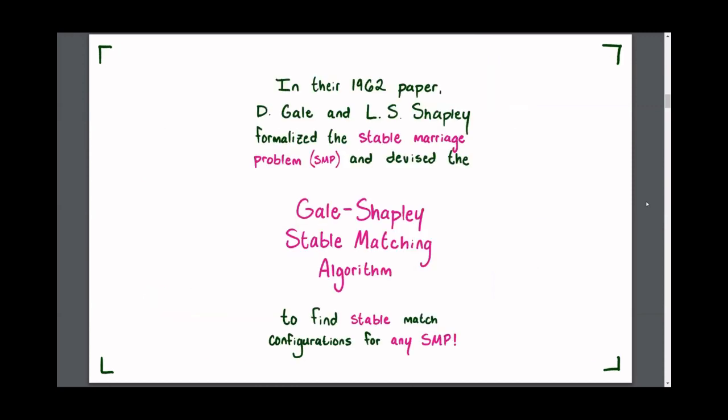Back in 1962, David Gale and Lloyd Shapley formalized this problem, and they came up with an algorithm, the Gale-Shapley stable matching algorithm, to find a stable match for any stable marriage problem. And this is used in a lot of market design where you need to allocate discrete resources like this.